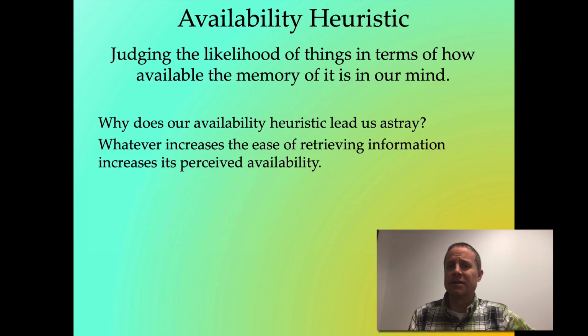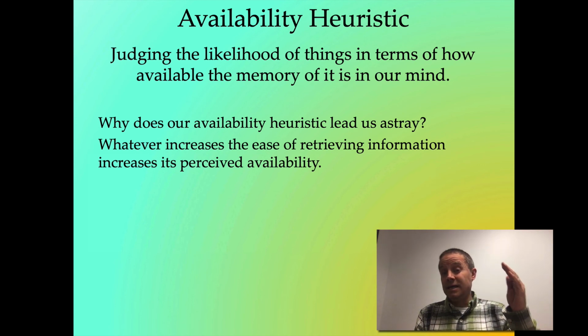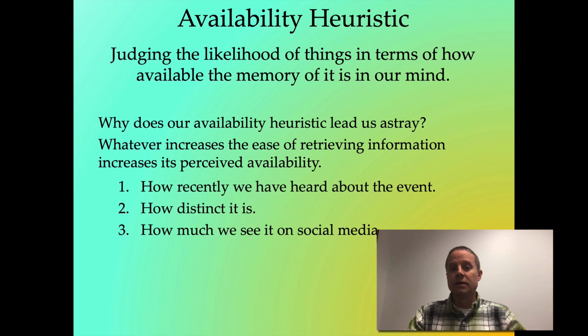Another type of heuristic is called the availability heuristic, and this is judging the likelihood of things in terms of how available in memory they are. So the availability heuristic leads you astray because if it increases the ease of retrieving information, you're more likely to give that answer. So how recently you heard about an event, how distinct it is, how much you see it on social media, all of those things make it more available. And when you're trying to solve a problem, it might make that answer more likely.